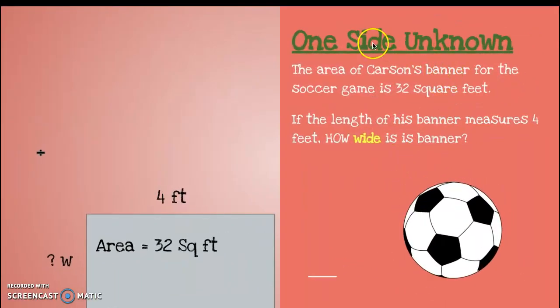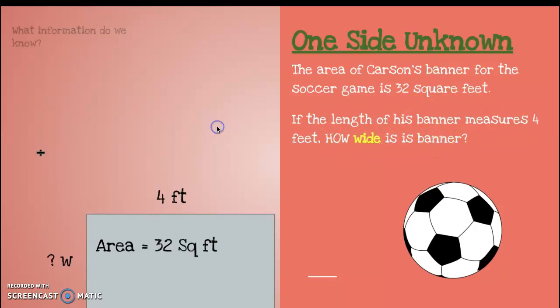So our first problem, we're going to work on this one together. This is a new skill, and this is finding the unknown side. The area of Carson's banner for the soccer game is 32 square feet. So we know we have an area of 32. It's already given to us. If the length of his banner measures 4 feet, how wide is the banner?